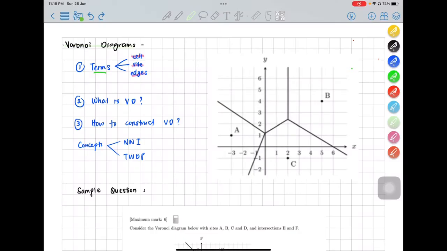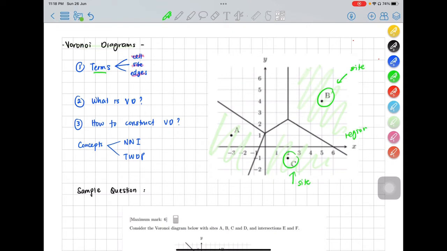Very good morning, everyone. So today I will be covering the subtopic of Voronoi diagrams. Okay, so the first thing that we will look at are the common terms that are used in the questions. The first term is cell. So cell is what we call the regions that contain any alphabets, or alphabets are also known as the site. And this is the region that contains site B.